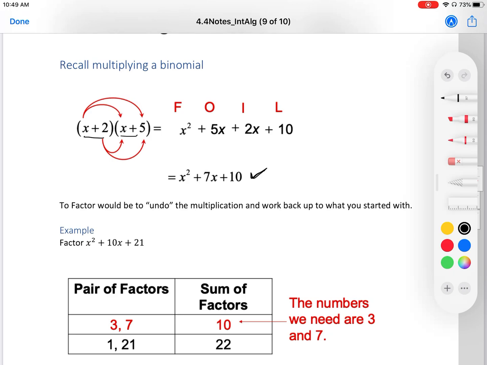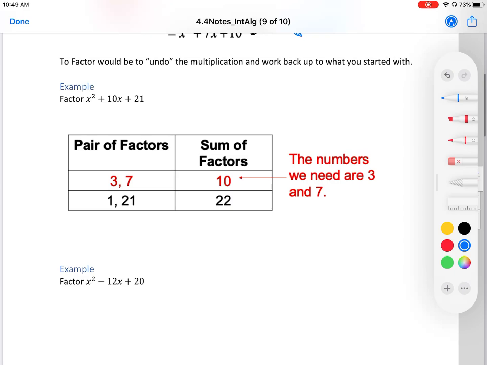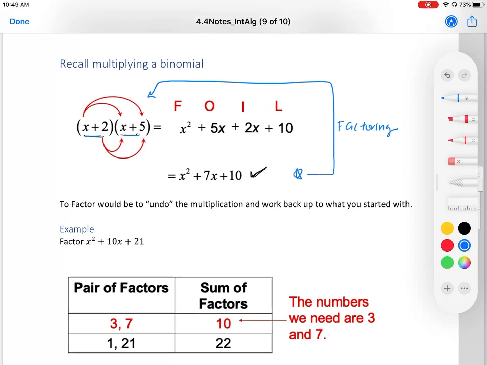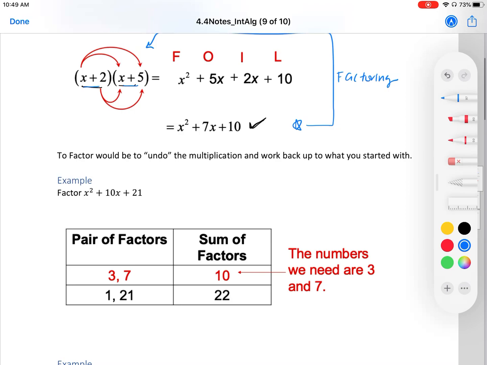Well, to factor, we're going to take the starting point here of our answer and try to work our way back to our starting point. That is factoring. We're trying to come up with these two factors that when we multiply them produce our starting point, our trinomial. To factor, we would undo the multiplication and work back up to what you started with. So there's helpful pieces that we can use so that we can be able to factor.